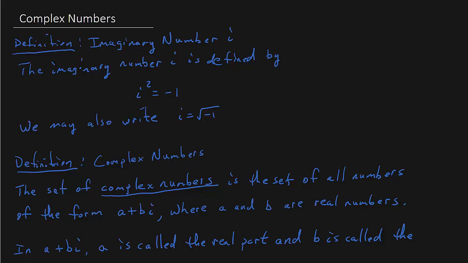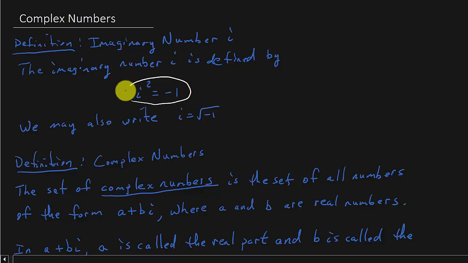Alright, in this video we're going to take a look at complex numbers. So before we get started, let's take a look at a couple of definitions first. Our first definition is imaginary numbers. The imaginary number i is defined by i squared is equal to -1, and we can also write that i is equal to the square root of -1. Okay, so this is going to be important. Both of them are. We'll use that later on in the video.